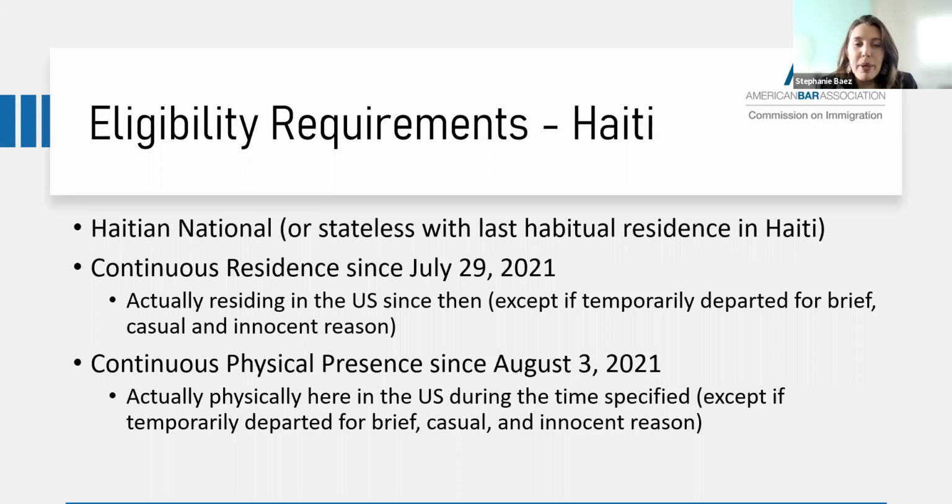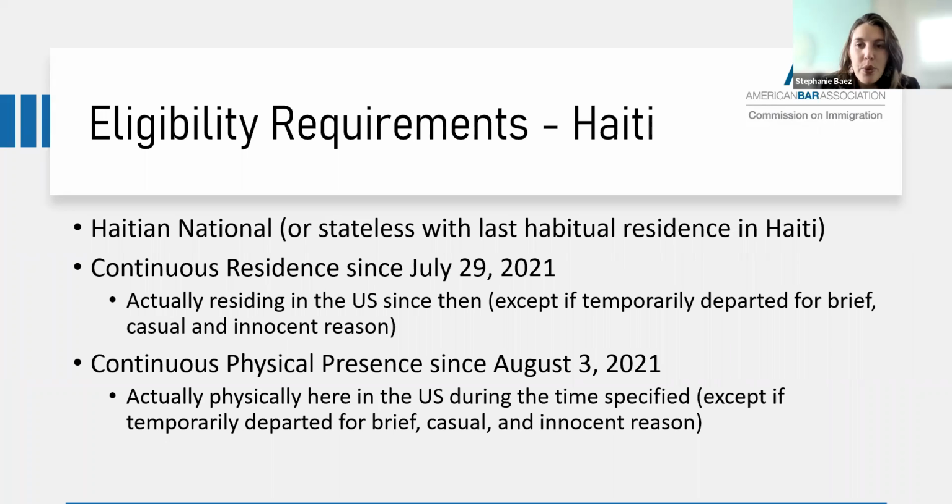The eligibility requirements are the same for every country in terms of the broad strokes, but I'm going to focus specifically on the Haiti requirements, since Haiti was recently designated as a TPS country. And a lot of the cases that we're seeing right now, specifically with the family group dedicated dockets that I'm going to touch on, involve Haitian families. So the eligibility requirements for a Haitian national would be first to prove that they are a Haitian national, and to show that they have had continuous residence in the United States since July 29th of 2021, and continuous physical presence since August 3rd, 2021.